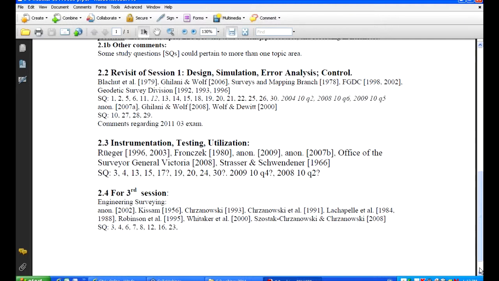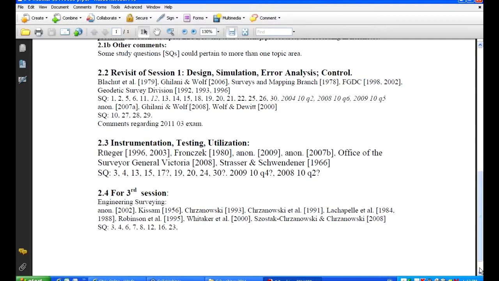So maybe just a few words of explanation to clarify some of the concepts that won't necessarily be readily apparent, and they don't seem to have been obviously understood in some of the attempts at the examinations. When we talk about using EDM instruments, whether they're standalone or part of a total station, there are certain characteristics of that particular instrument that have to be known.